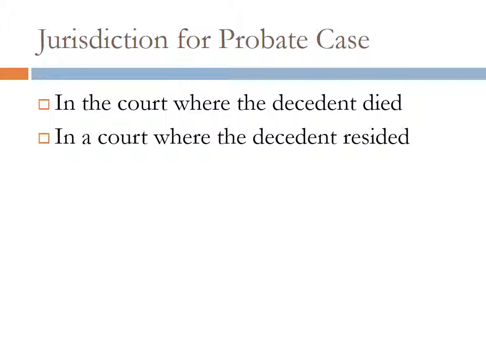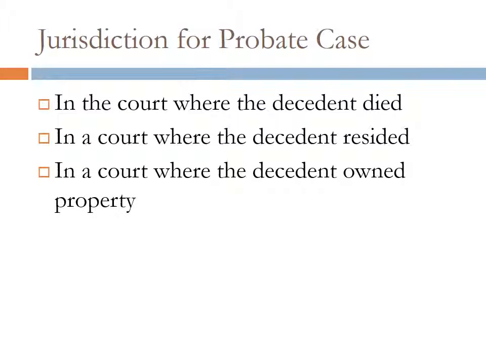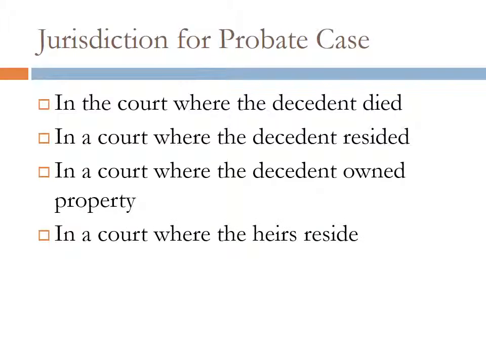Secondly, you would look in a court where the decedent resided, if that was someplace else besides where they died. Usually residence means permanent residence, where they had a house or post office address, or were declared to be a resident of a particular area. You can also check in a court where the decedent owned property. In some cases, probates had to be filed in other jurisdictions where the decedent owned real property. Also, you check in a court where the heirs reside. In some cases, they may have filed the probate where the heirs lived simply for convenience purposes.